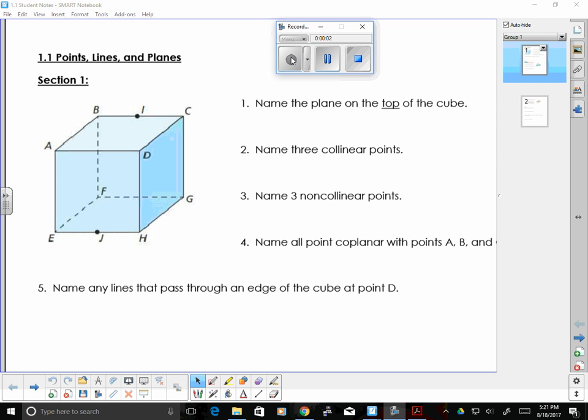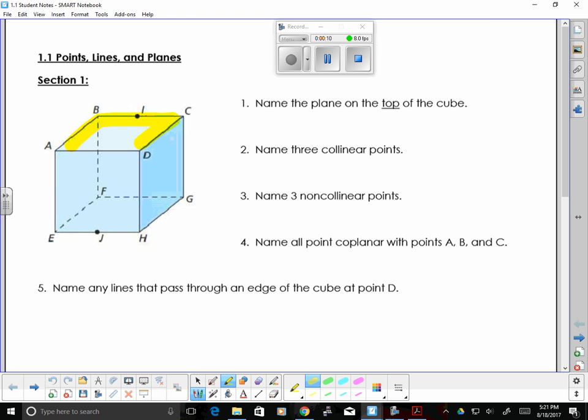All right, here we go. Let's look at how you did on section 1. Name the plane on top of the cube. So when we talk about the top, we're talking about this flat surface up here. And notice that there are several points, point A, point B, point I, point C, and point D.